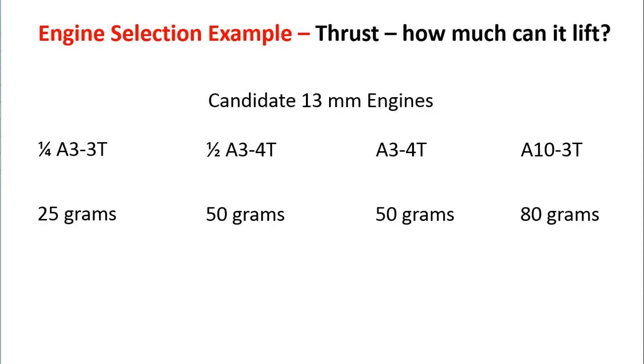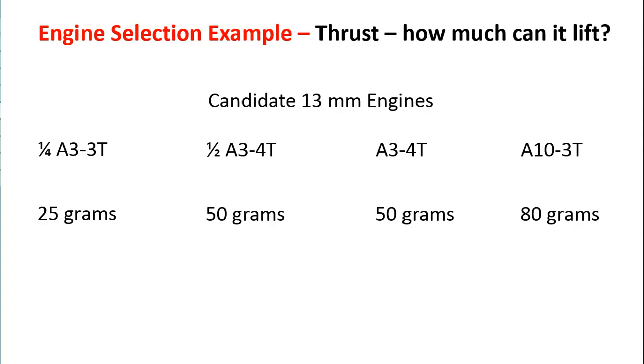These numbers are derived from manufacturer data. Note that these are maximum gross launch masses. That includes not only the mass of the rocket itself, but also the mass of the engine. In other words, the total launch mass is what counts.